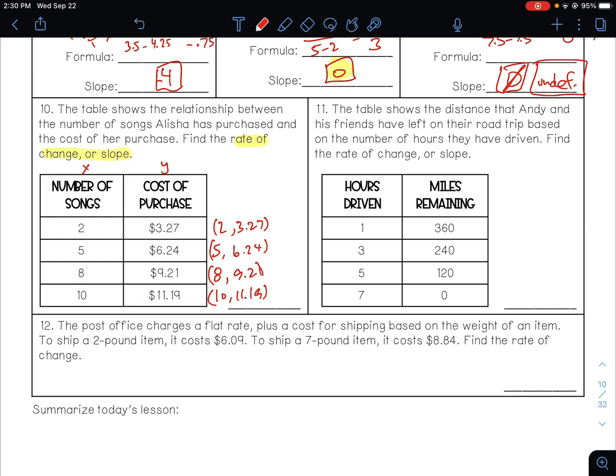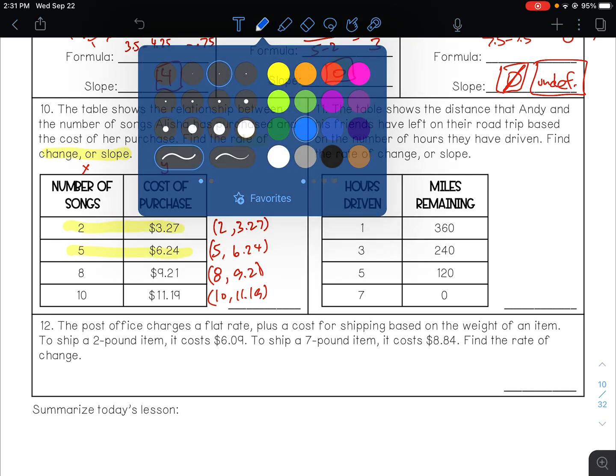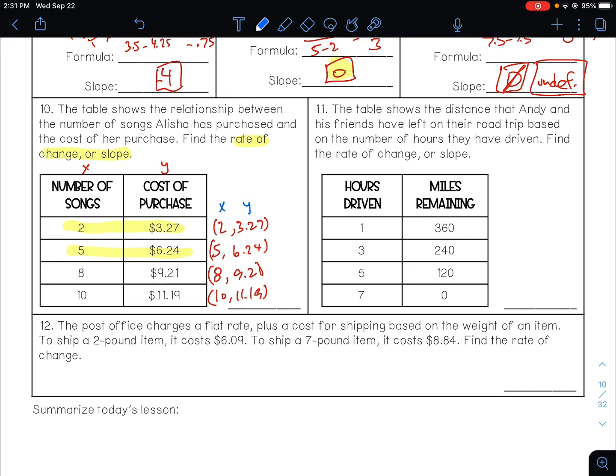Which 2 points are the best? It really doesn't matter. Let me just choose the first 2 points. Remember, these are the X terms and these are the Y terms, and this will be 0.2 and this will be 0.1. So, I'm going to do the work up over here. So Y2 is 6.24 minus 3.27, and then X2 is 5, X1 is 2.